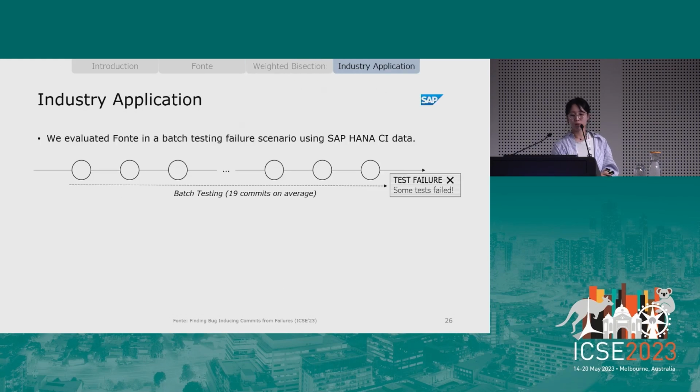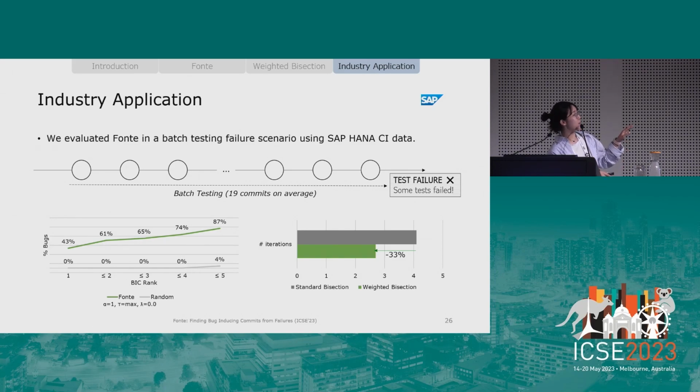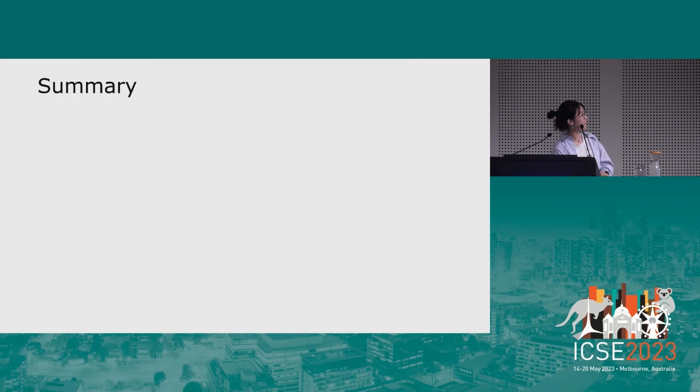Finally, we also applied Fonte to the actual batch testing failure data from SAP HANA, and you can see that it was able to rank the actual BIC within the top 5 for 87% of the studied bugs, where each batch contains 19 commits on average. And you can also see that weighted bisection can reduce the bisection iterations by 33% on average. And as one bisection iteration in SAP HANA sometimes takes a few hours, we expect that this can bring huge time saving.